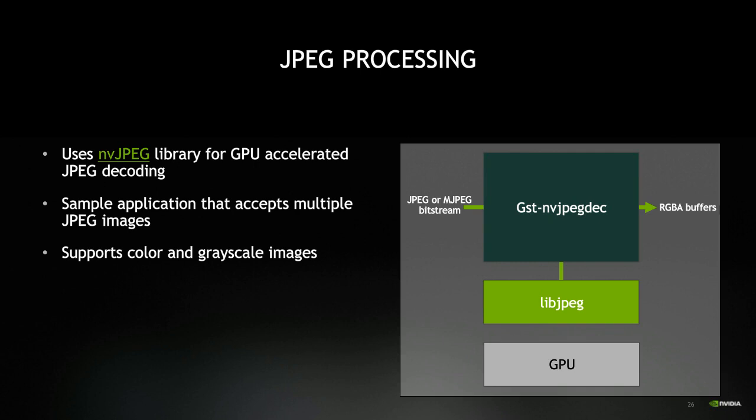The remaining pipeline will look very similar to the video streaming pipeline, with batching, inference, and display to follow. To show the usage of this plugin, we're shipping with a sample application that can process multiple JPEG images. This plugin can also support color and grayscale images.